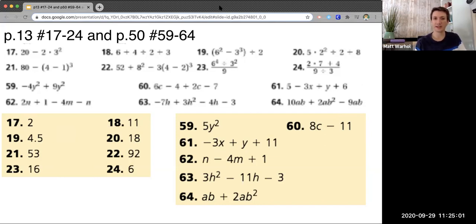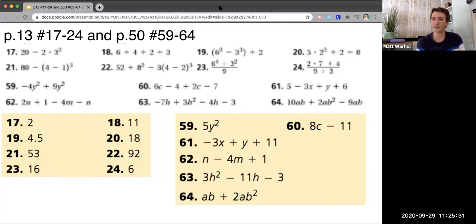For numbers 59 to 64, there's a lot of combining like terms because we don't know the value of the variable, so we can't simplify any further than that. For number 59, we get 5y squared. And number 60, we get 8c minus 11. Now, the order doesn't matter for us right now, but the sign, the operation that comes in front of the number does. So you can also write negative 11 plus 8c, and that would also be correct.